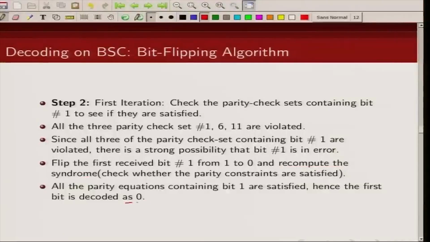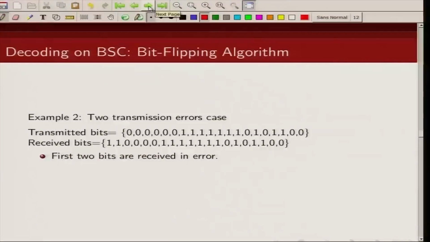So hence the first bit will be decoded as 0, and we will follow the same procedure for the other bits as well. Since there was no error in the other bits, all the parity check sets involving those bits will already be satisfied, so we will be able to successfully decode it.